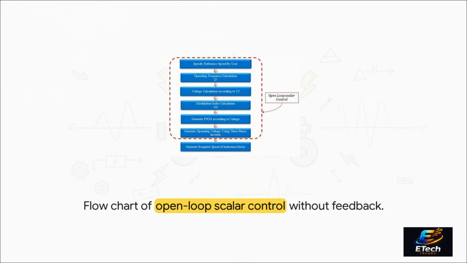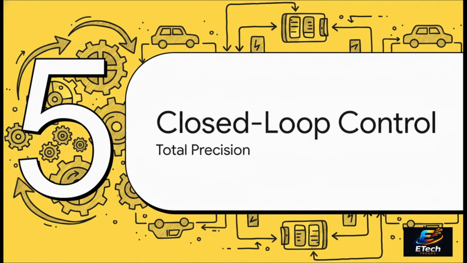But here is the kicker. There's absolutely no system in place to check if the motor actually reached the target speed. It just sends the power out and hopes for the best. And that glaring lack of verification brings us to Section 5, Closed Loop Control, Total Precision.